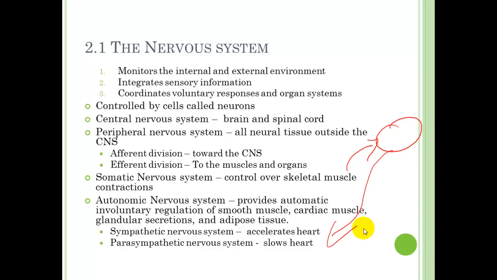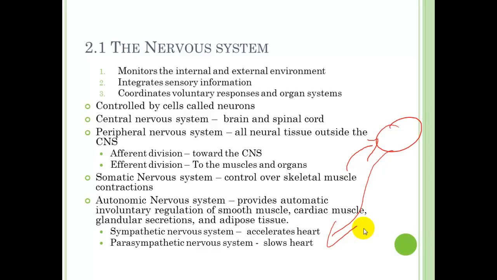Somatic nervous system, control over skeletal muscles and contractions. We have physical control over the somatic nervous system. And then we have the autonomic nervous system. And the autonomic nervous system provides automatic involuntary regulation of smooth muscle, cardiac muscle, glandular secretions, adipose tissue.